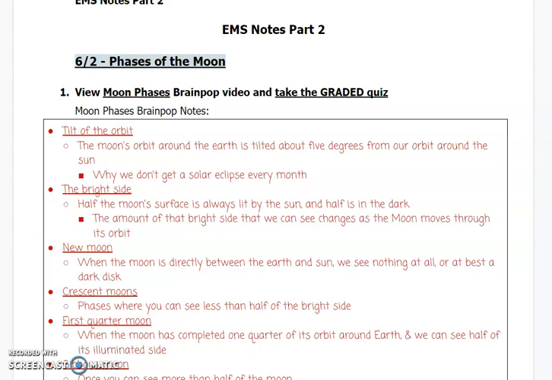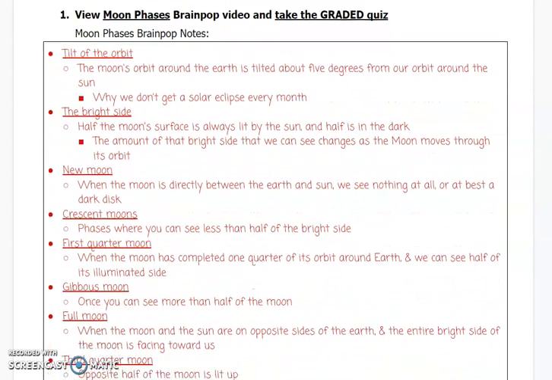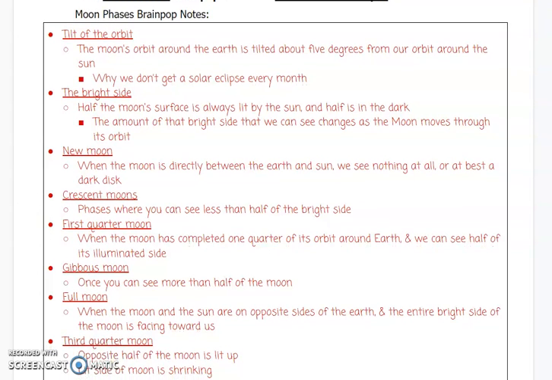Next, we have our crescent moons, and those are phases where you can see less than half of the bright side. Then we move into our first quarter moon, where it has completed 1/4 of its orbit around Earth, and we see half of the bright side. Then we have our gibbous moon, where we see more than half of the lit side of the moon. And then our full moon, where the moon and the sun are on opposite sides of the Earth. We can see the entire bright side of the moon.